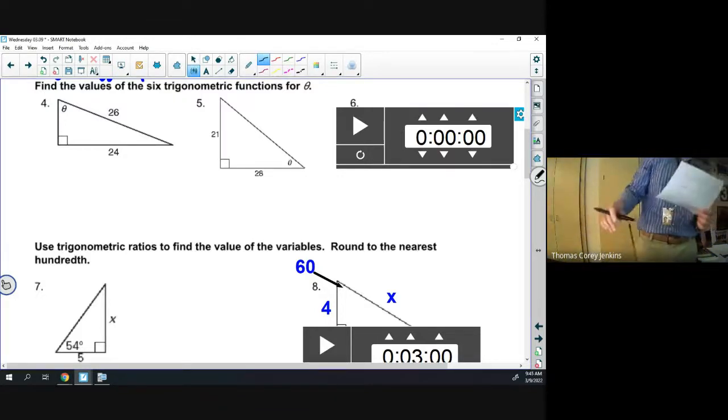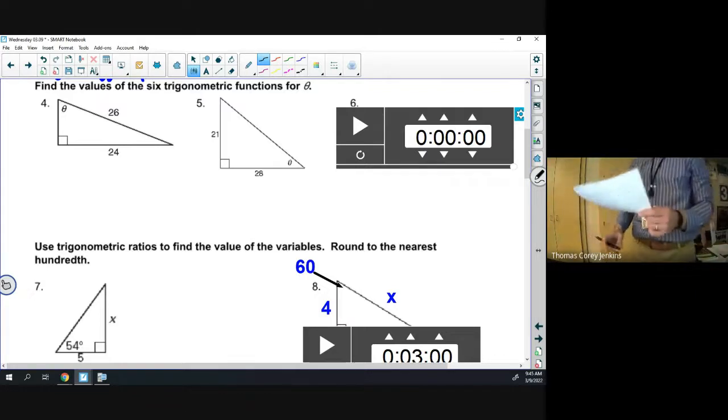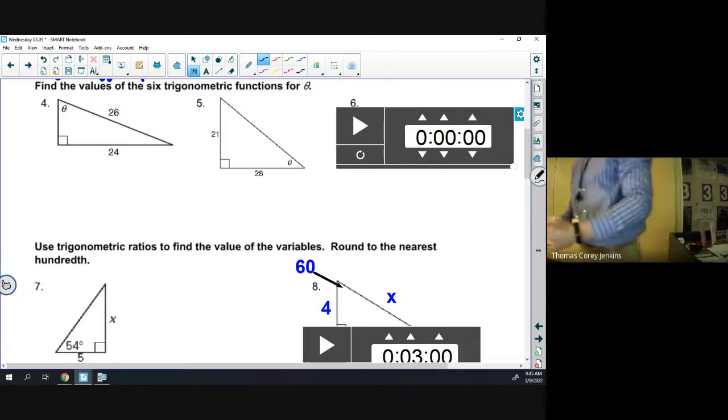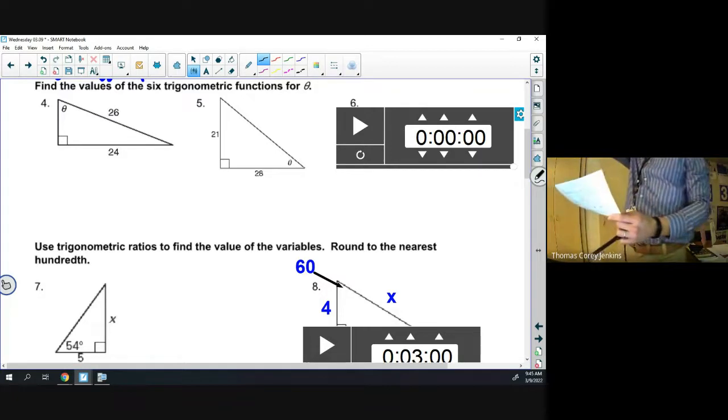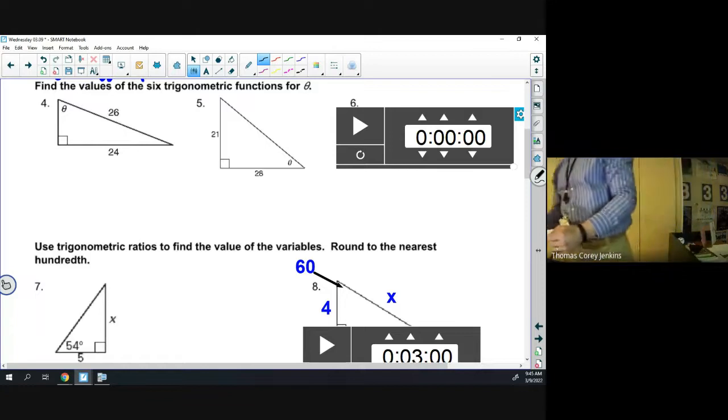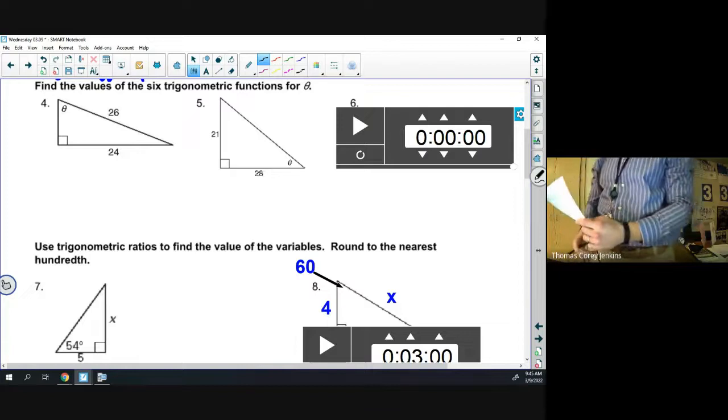While our video is thinking here, anybody have any ideas on what we could do to find the missing side? Because we'll need that in this example, if we have 2 out of 3 sides. Pythagorean theorem. All right, so picking up where we left off, going to example 2, says find the values of the 6 trig functions for theta.